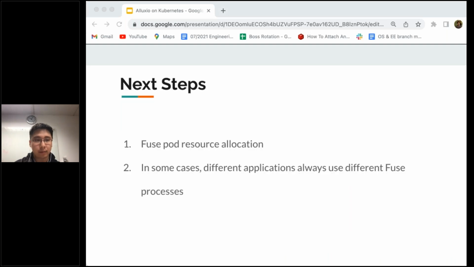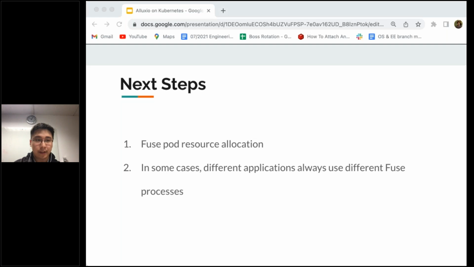So for our next steps, first, we want to implement Fuse pod resource allocation. What I mean here is that now all the Fuse pods are sharing the same configurations, including memory and CPU. But of course, different jobs will need different resources. So we want to make sure that we can allocate suitable resources for these training jobs.